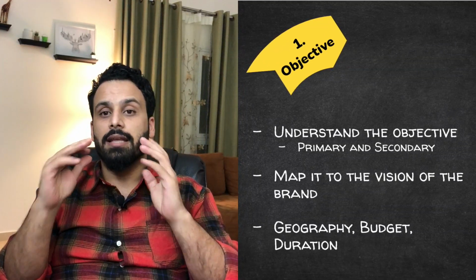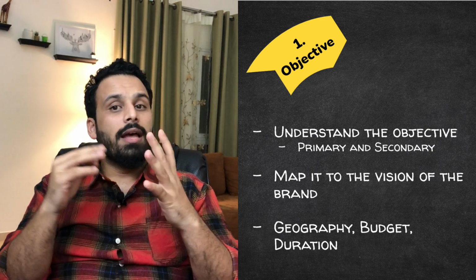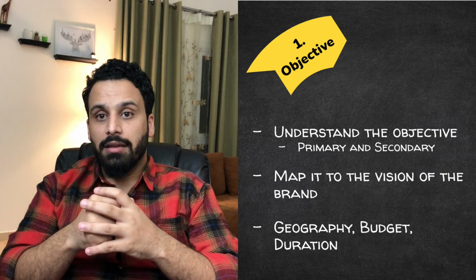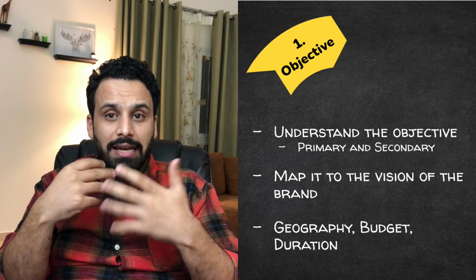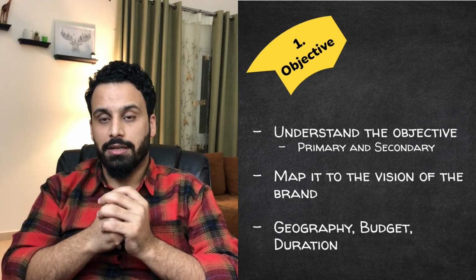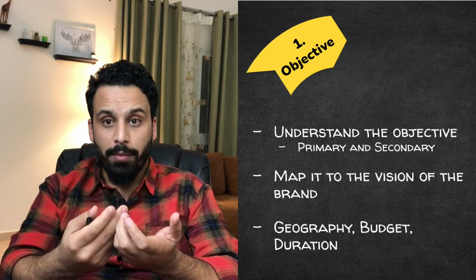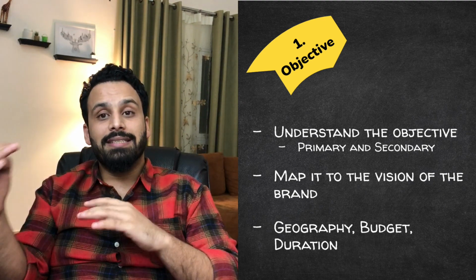First step is the objective. We have to understand the objective of the campaign. In case we are running a campaign, we need to understand what the client, or you yourself for your business, want to achieve with this marketing budget. Do you want leads? Do you want traffic to your website? Do you want people to just know about you? And what are the primary and secondary metrics?